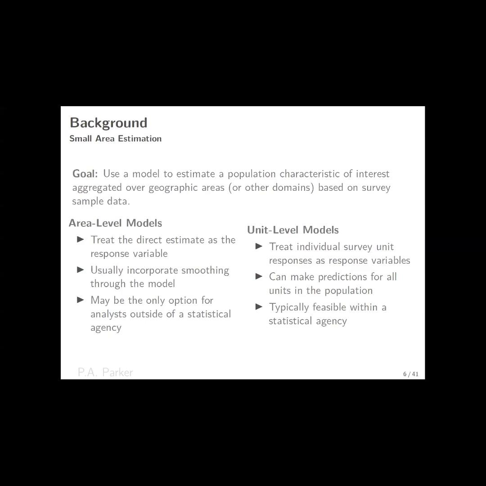So there are two general approaches to small area estimation. One class of models is area level models. And so here we're taking those direct estimates, like those Horvitz-Thompson estimators, and we're treating those as the response variable. The Census Bureau releases a lot of direct estimates, and you can take these and model them. And so your model usually incorporates some smoothing, maybe through dependence structures like spatial dependence, maybe through covariates, or combinations of these things.